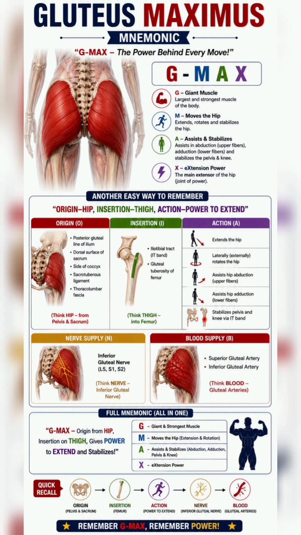Origin, as I already said: the ilium, posterior gluteal line, and also the sacrum and the coccyx region. Then it inserts onto the femur, that is, the gluteal tuberosity of the femur and the iliotibial tract. Action: it has the power to extend the leg. Nerve supply is by the inferior gluteal nerve, and blood supply is by the superior and inferior gluteal arteries. So this is the end of the gluteus maximus muscle.